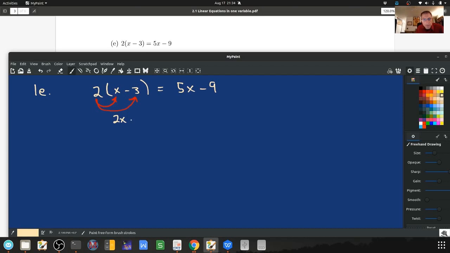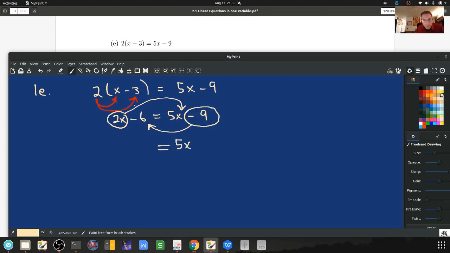2 times minus 3 gives me minus 6. And that's going to be equal to 5x minus 9. So here I'm going to do both at once. I'm going to move my 2x term over here, and it's going to become minus 2x. Now I'm going to move my 9 term over here. So my equal sign, my 5x is staying.